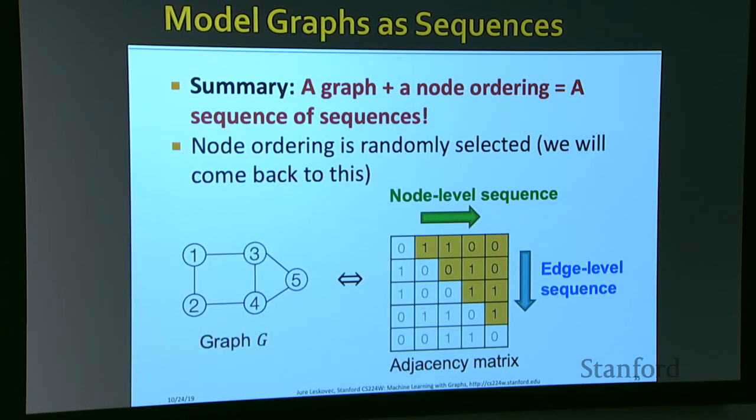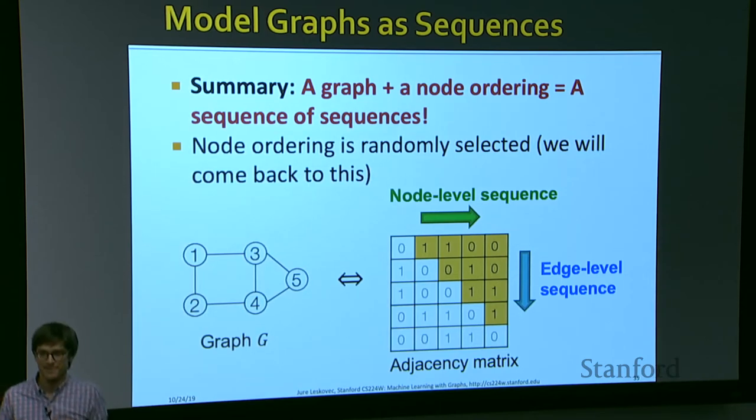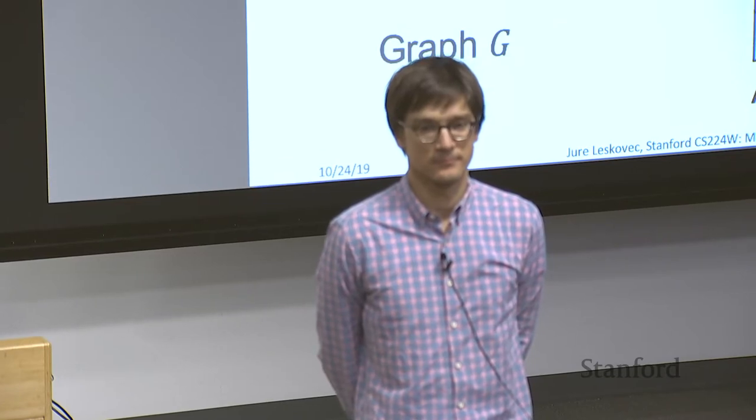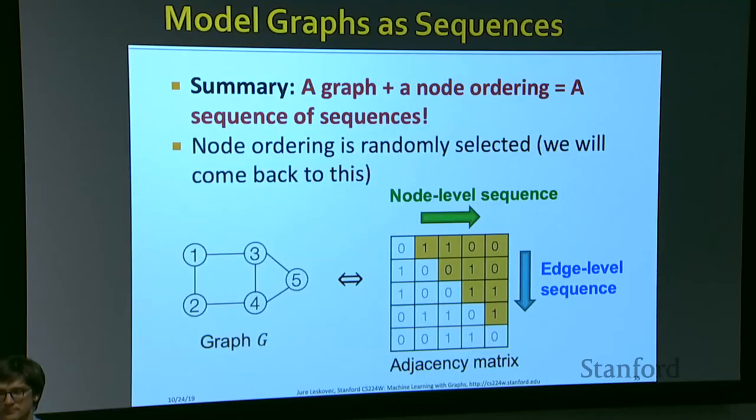I don't understand why it is necessary to pick a node ordering before a sequence. Is it okay to generate a sequence and say the first node added is node 1, the second node added is node 2, and then permute the ordering later?